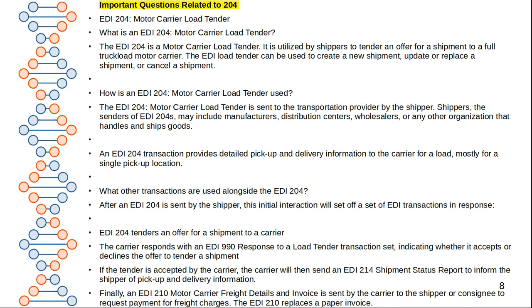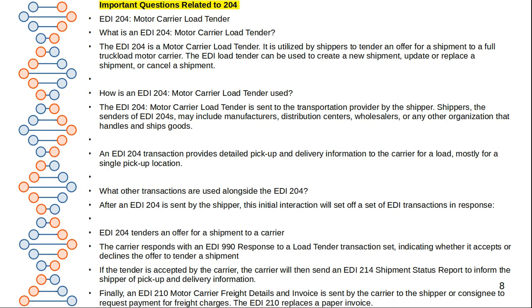What other transactions are used alongside the EDI 204? After an EDI 204 is sent by the shipper, this initial interaction will set off a set of EDI transactions in response. EDI 204 tenders an offer for a shipment to a carrier. The carrier responds with an EDI 990 response to a load tender transaction set, indicating whether it accepted or declined the offer to tender a shipment.